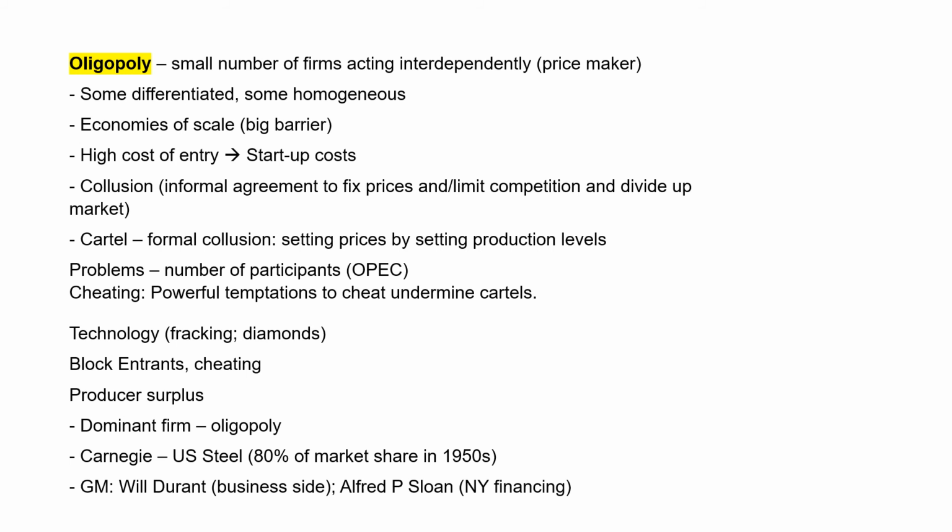They had 95% of all domestic auto sales, or auto sales in the U.S. Just as an aside, there were two main folks that were involved with this. One was Will Durant. He was on the business side in terms of running the company. He was the engineer versus Alfred P. Sloan, and he was the financier. He was the money guy coming out of New York, Wall Street.